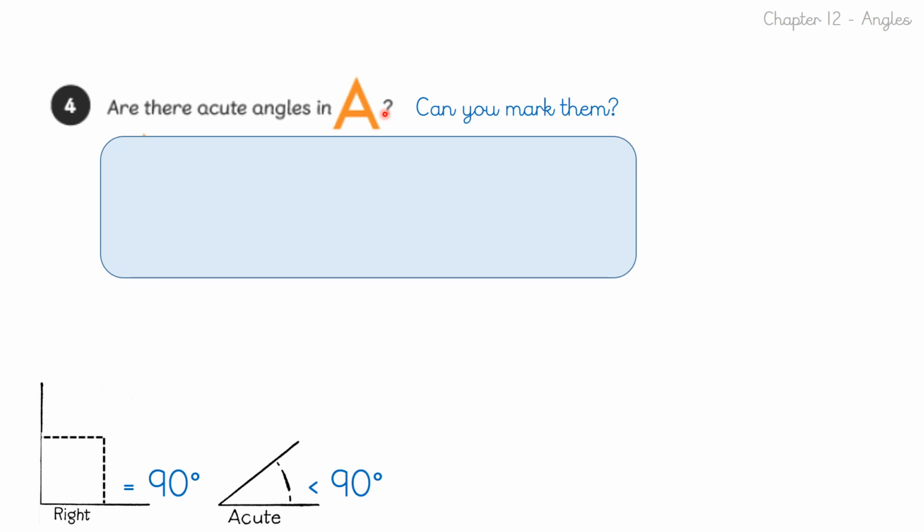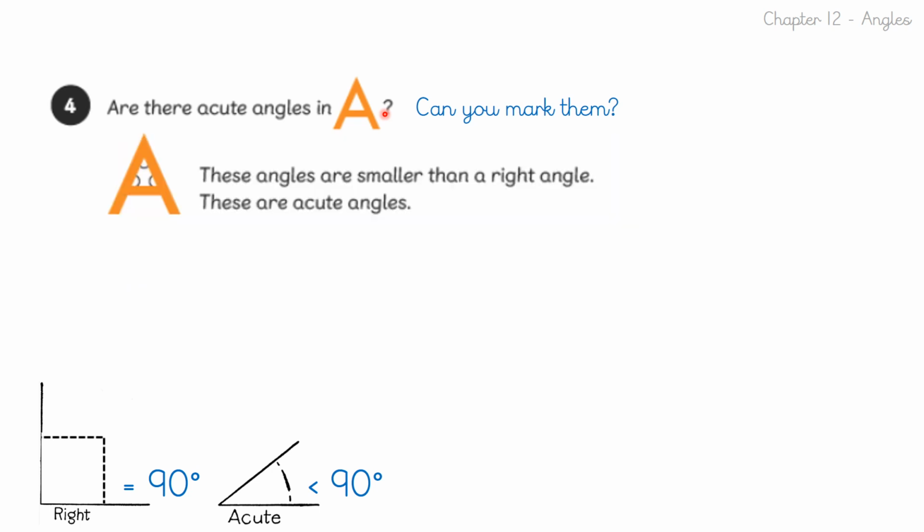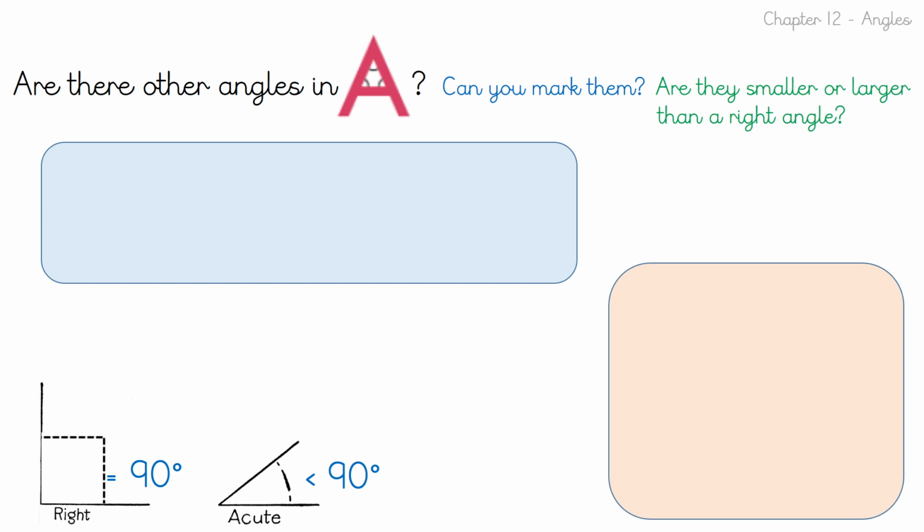Let's check together. Well done, you're right. There are only 3 angles over here that are smaller than a right angle. Do you remember how these are called? You're right. These are called acute angles. So we can say that there are 3 acute angles in letter A. You're doing an amazing job. So now we found that there are 3 acute angles in letter A.